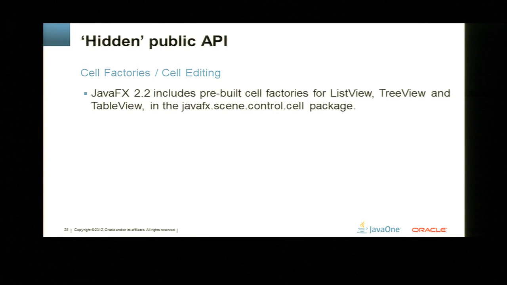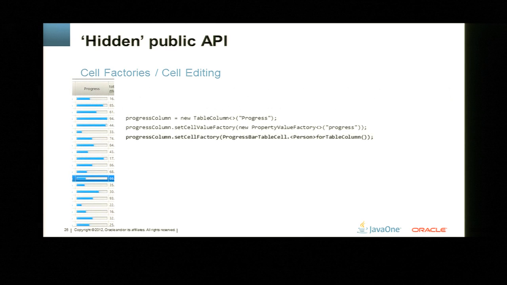One thing I did around about JavaFX 2 was build a whole bunch of cells. And in 2.2 I was allowed to bring them in. So there's now cell factories for ListView, TreeView, and TableView. And they exist in this package here, the JavaFX scene control cell package. So what that lets you do is create cells a whole heap easier. So you can see here, this is a table view with a progress column. And like I said before, this might be like a download application, for example.